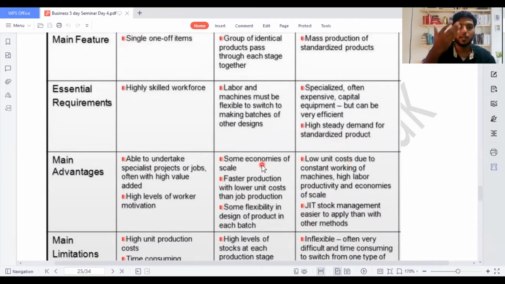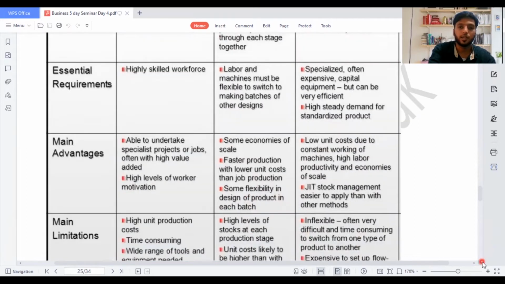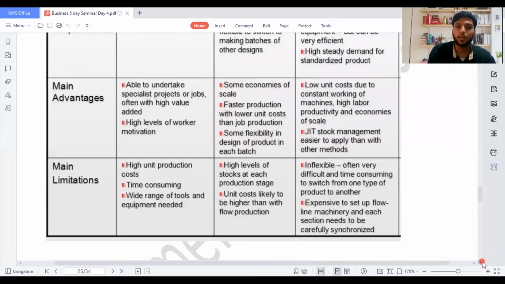What is economies of scale? Reducing the production cost, increasing the profit. That's what we call economies of scale. Faster production with lower unit cost than job production. Some flexibility in design of the product in each batch, because once you produce the design, you can reuse it. But in job production, it's not like that. You need to produce for each and every item, so you need to have a design.